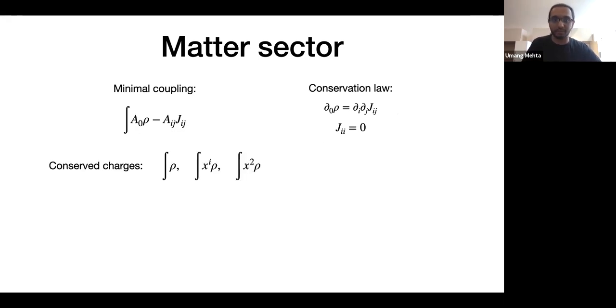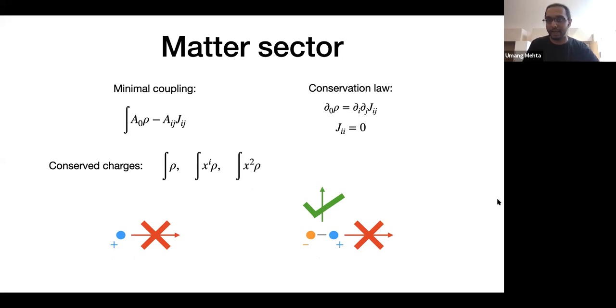And from these equations, we can find out what the conserved charges look like. First of all, we have the usual total charge and the total dipole moment as before, but the traceless constraint adds another conserved quantity, which is the specific component of the multipole moment, integral x squared rho. Conservation of the dipole moment implies that isolated charges cannot move, but the conservation of this multipole moment implies that dipoles are not free to move. They can only move perpendicular to their dipole moment.